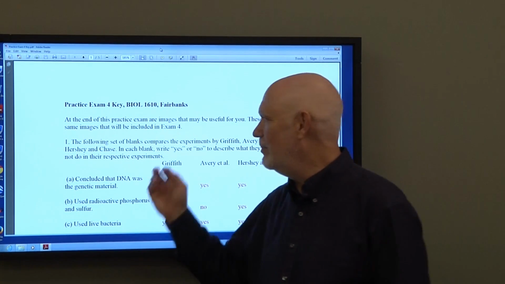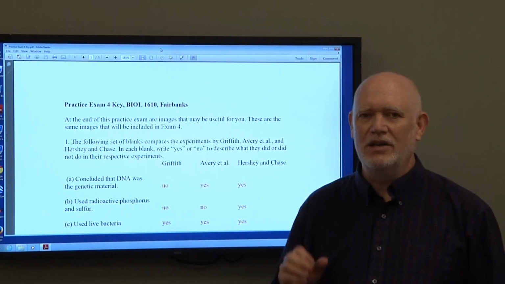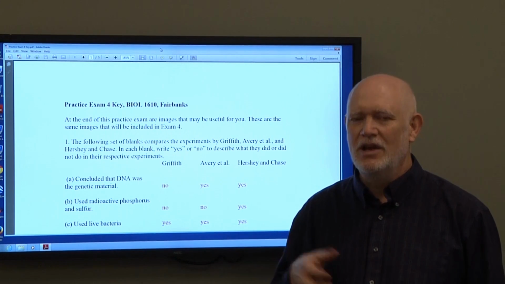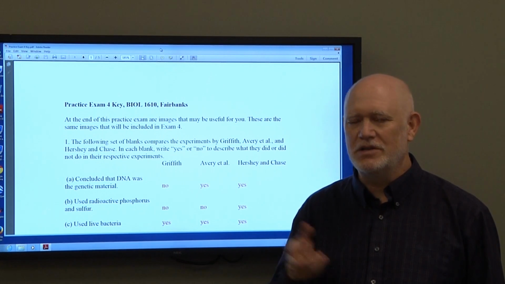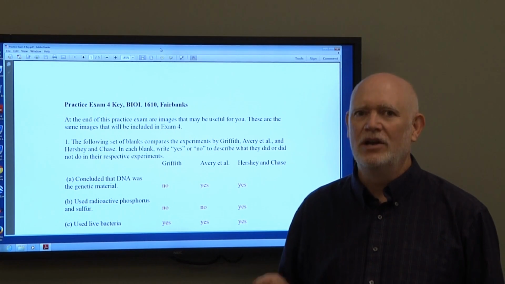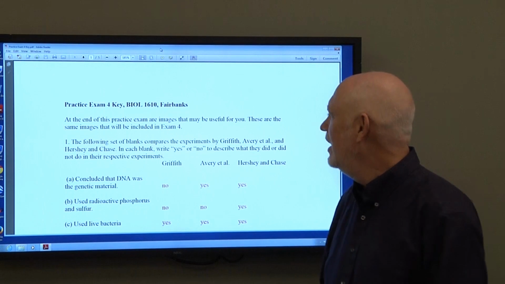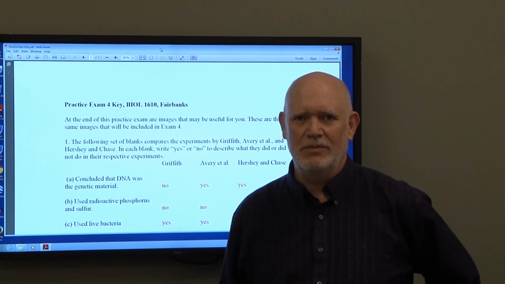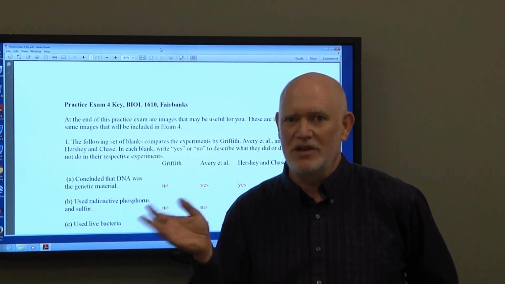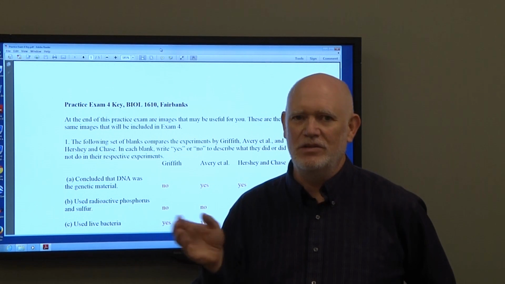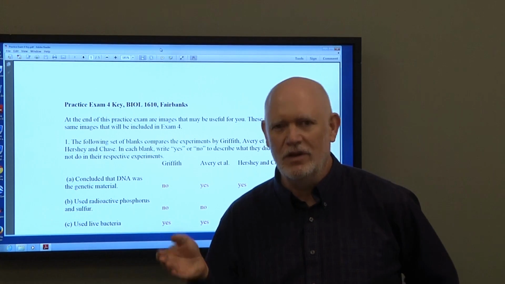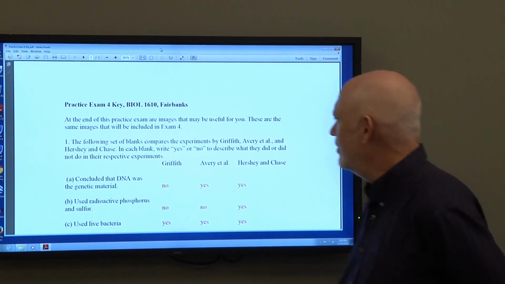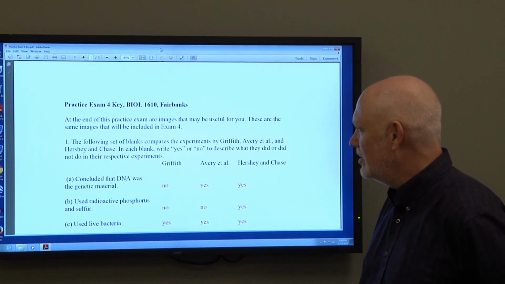Avery et al. then picked up on Griffith's experiments and designed a set of experiments that showed quite conclusively that whatever the substance was that was transforming R cells into S cells had to be DNA, could not be protein, could not be RNA. And therefore, they concluded that DNA was the genetic material. Hershey and Chase did experiments with viruses, a different method. They used radioactive phosphorus and radioactive sulfur and were able to determine that the genetic material of bacterial viruses was DNA. So yes, they concluded that DNA was the genetic material.